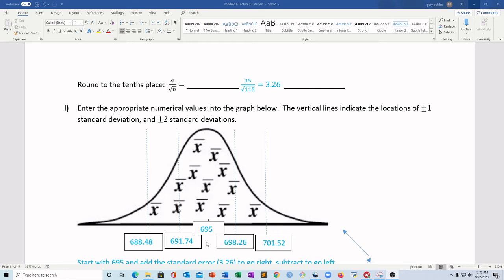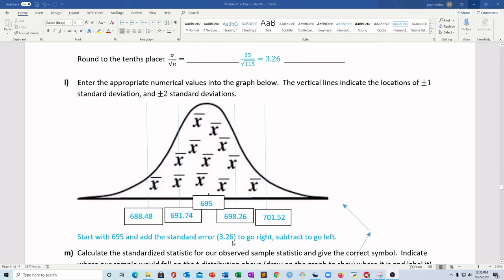And so what the theory says is, okay, your middle will be there, good. Then if you take one step to the right, how do we do that? What do you mean one step? It's one standard deviation up. So we go one standard deviation up, that'll be 698 and some change. How did I get that? I start with 695, I add one standard error to the right. I do it one more time, I get to 701.52.